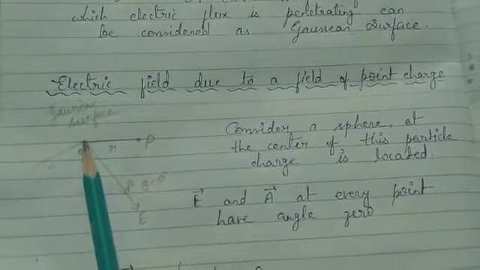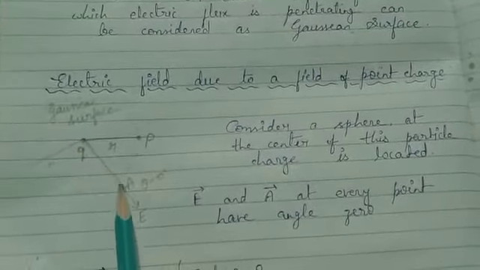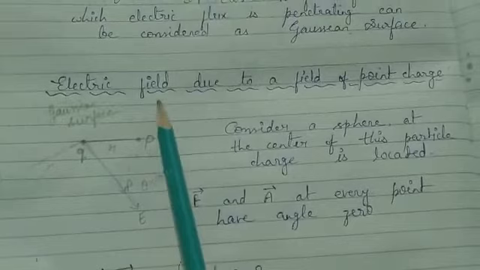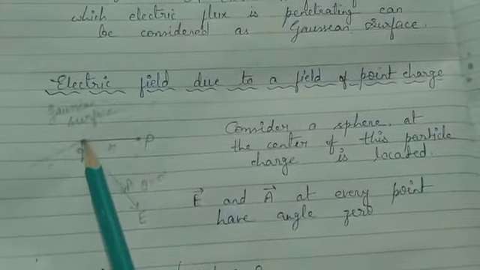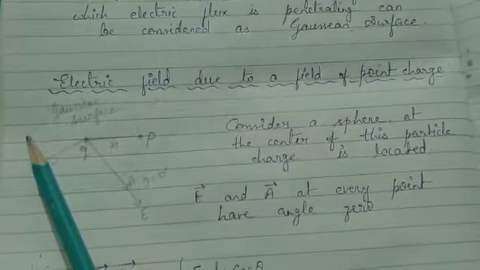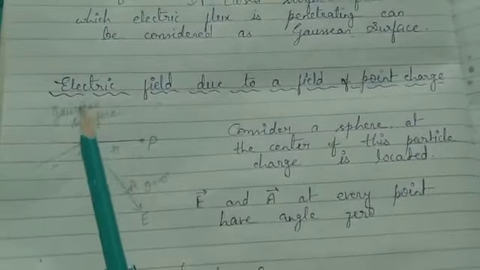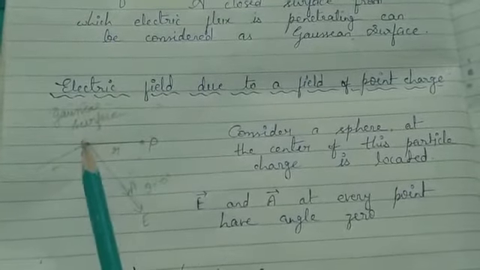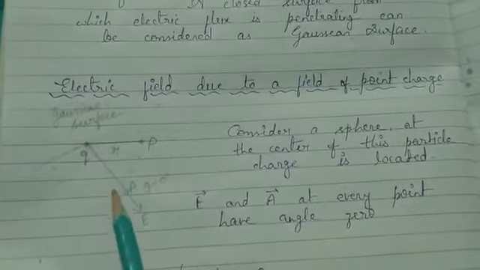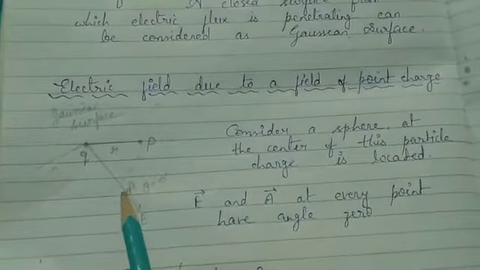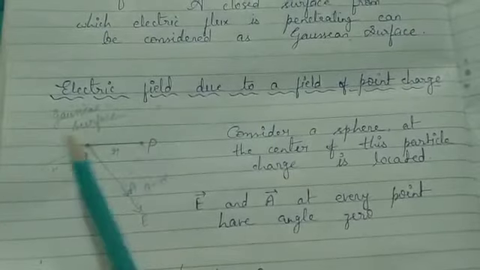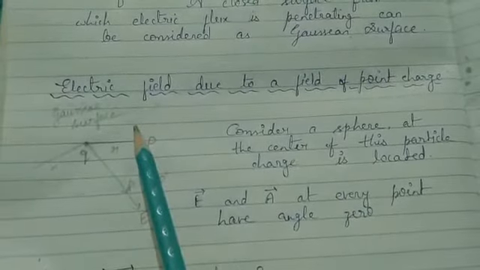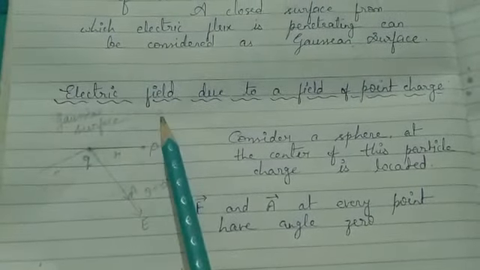Students, here we know this is the direction of electric field E. At this point this is the direction of electric field E going outward. At this point also this is the direction of electric field E. So at every point electric field E is going in the outward direction. So there is symmetry of the direction of electric field, and the direction of A is also in the direction of E, here at this point also. At every point electric field E and area A are in the same direction.